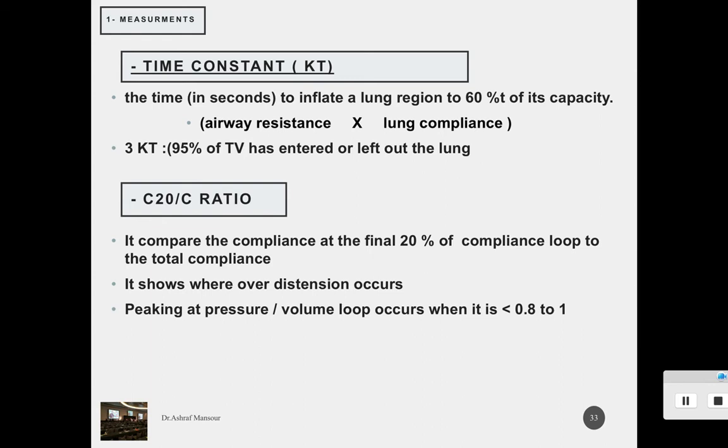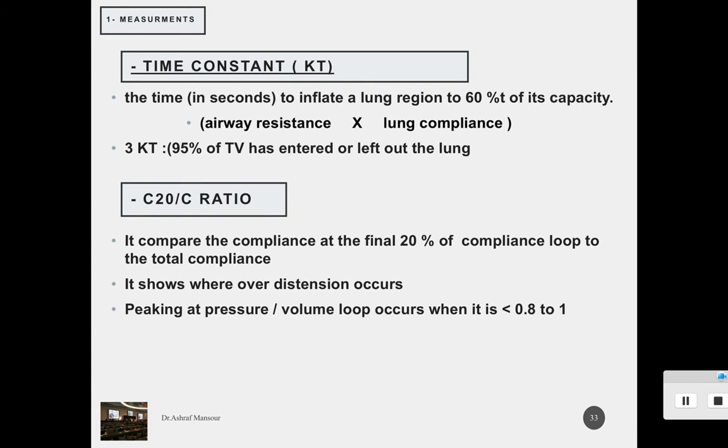So the C20/C compares the compliance change in the final 20% of the inflation to the total compliance. And I mean here by compliance the dynamic compliance. And as you know, the dynamic compliance is different from the static compliance because it also includes the effect of the muscle, diaphragm, and the thoracic cage itself, plus any other resistance.